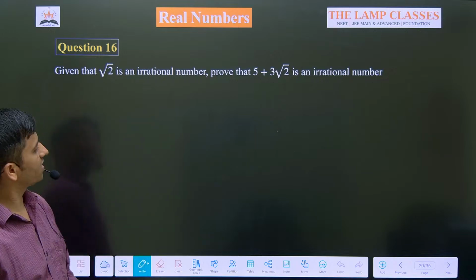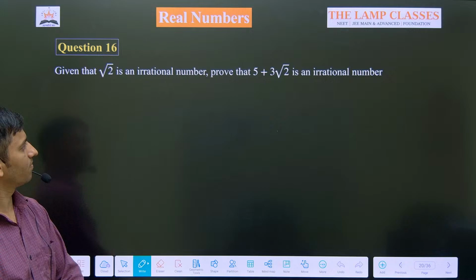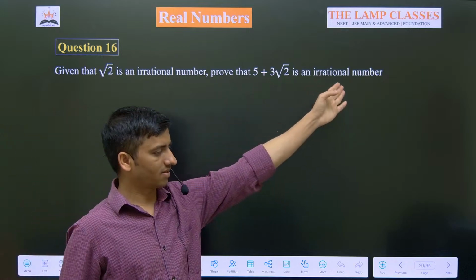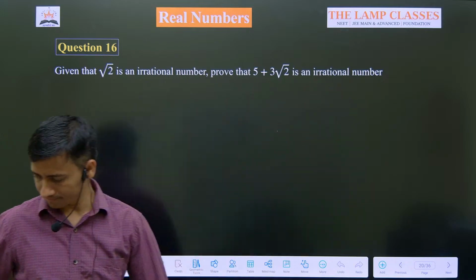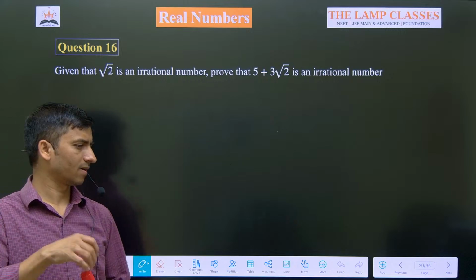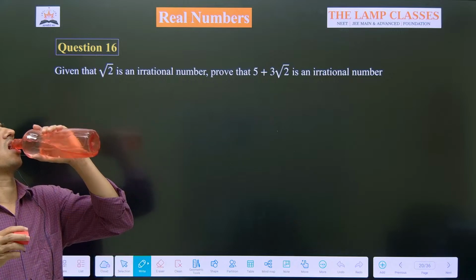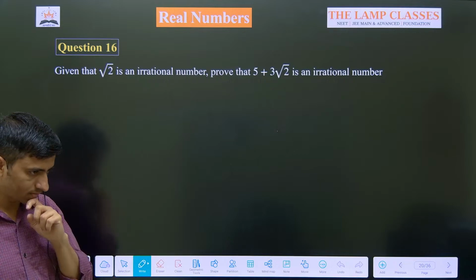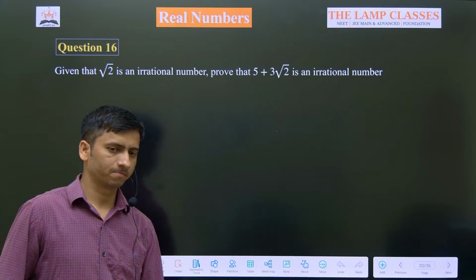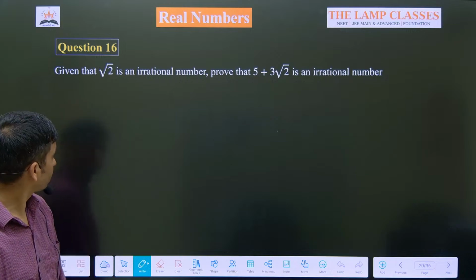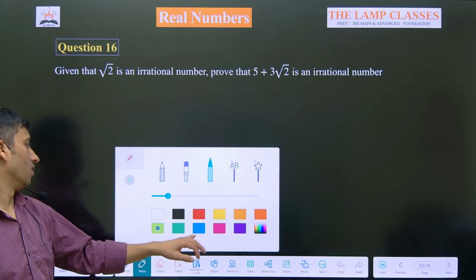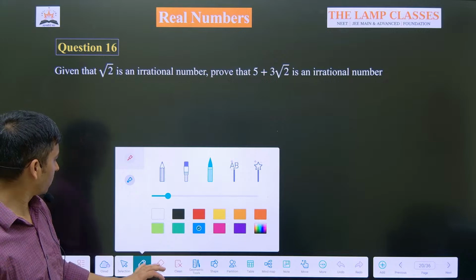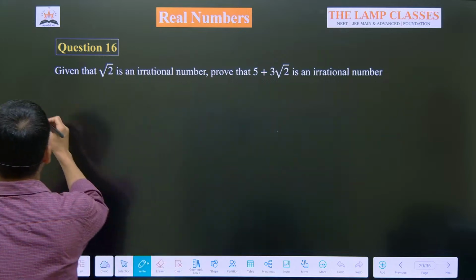It is given in this case that root 3 is an irrational number. Then you have to prove that this is irrational. That's one of the easy questions. Okay, I'm sure all of you will be able to solve it. So let's do it together.